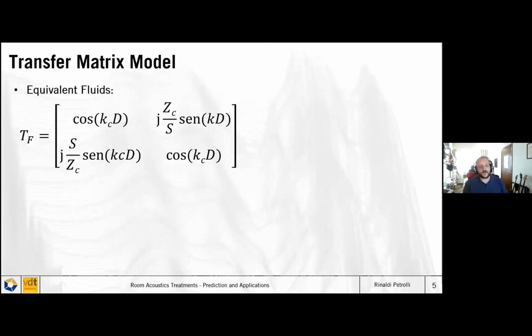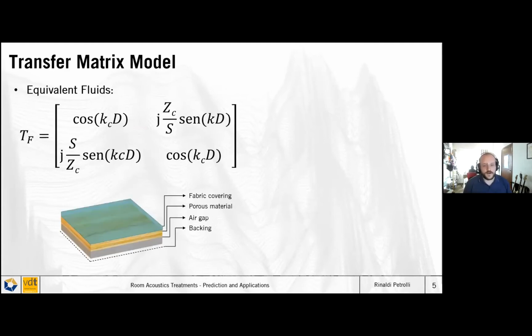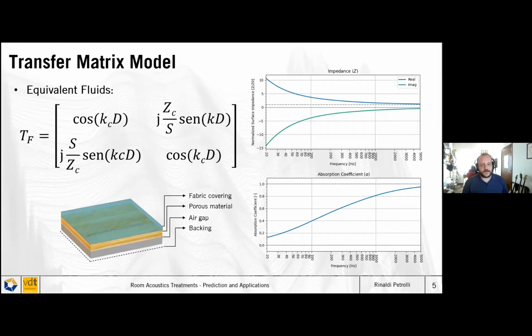And the beauty of it is we can simulate most of the typical room acoustics treatments with just 2 types of matrices. And the first one of them is this one that you see on the screen, which is used for an equivalent fluid type of evaluation. And this can be used to predict air layers and porous absorber layers. And it will take the impedance of that layer.